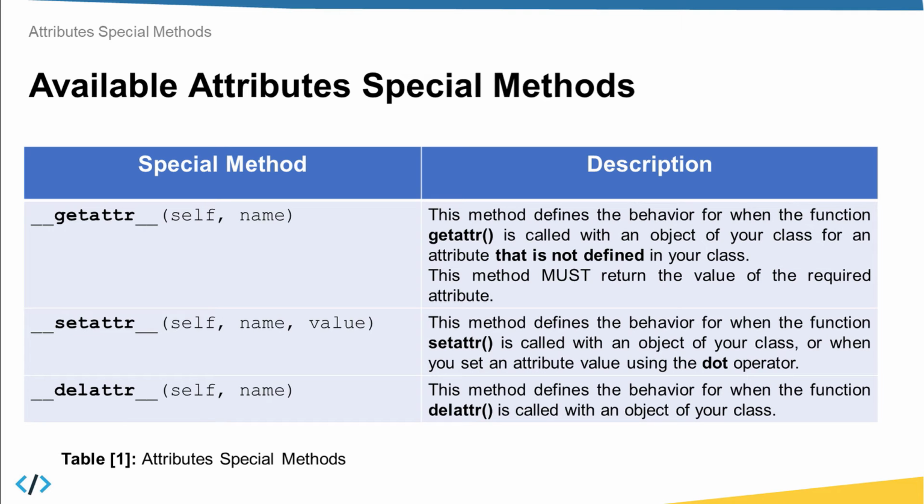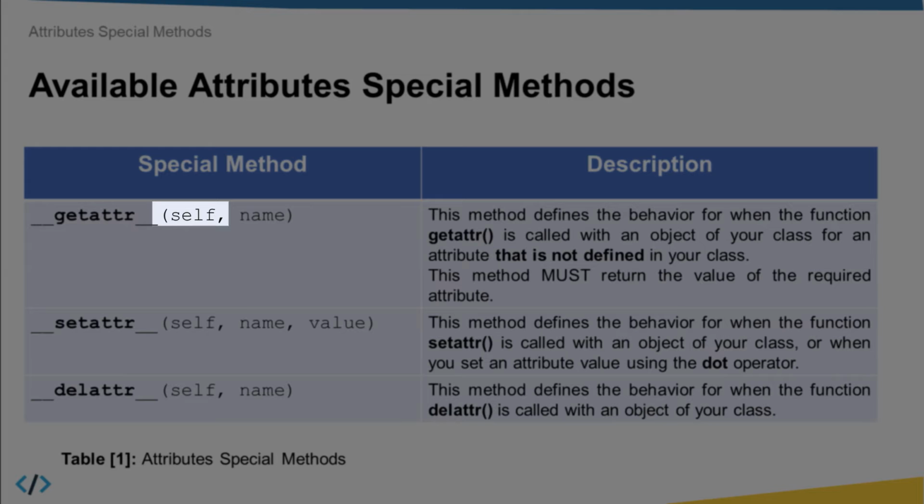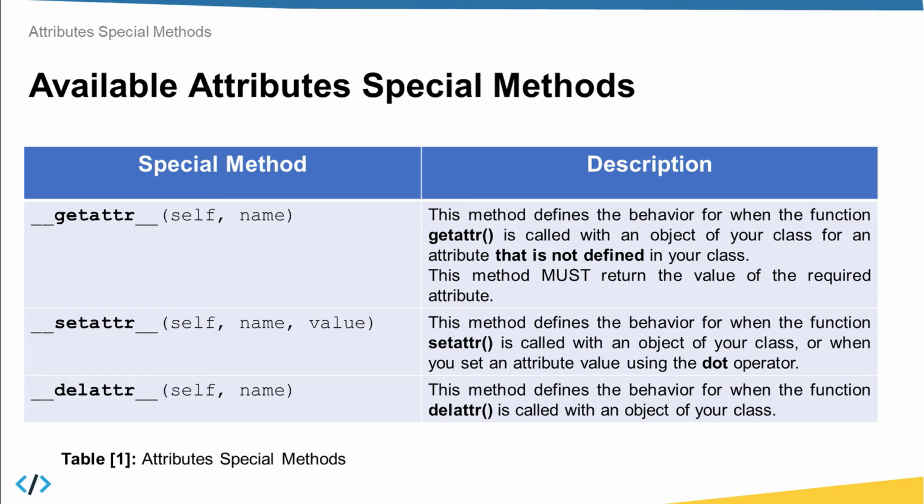In this table, I'm showing you the three methods that belong to this category. And it's clear that we have __getattr__, __setattr__, and __delattr__. Now let's talk about the first one, which is __getattr__, and it takes two parameters, which are self, the object itself, and name, which means the name of the attribute that I want to get.